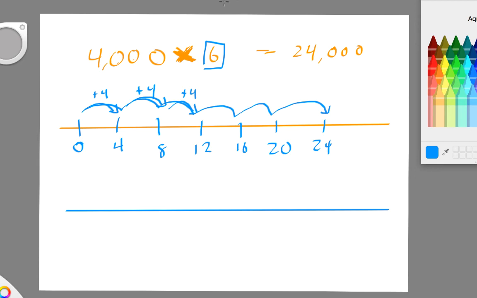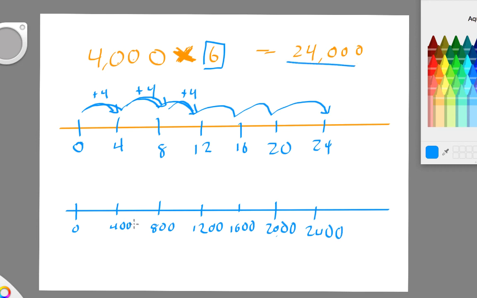So instead of going by 0, 4, 8, we're going to go by 0, 40, 80, 120, 160. See, I'm kind of just adding a 0 to each one. Instead of 20, I have 200. Instead of 24, I have 240. And they do it. You can do it again. You can add another 0 to 400, 800, 1,200, 1,600, 2,000, 2,400. Still not quite there. We'd have to add one more 0 to each one.